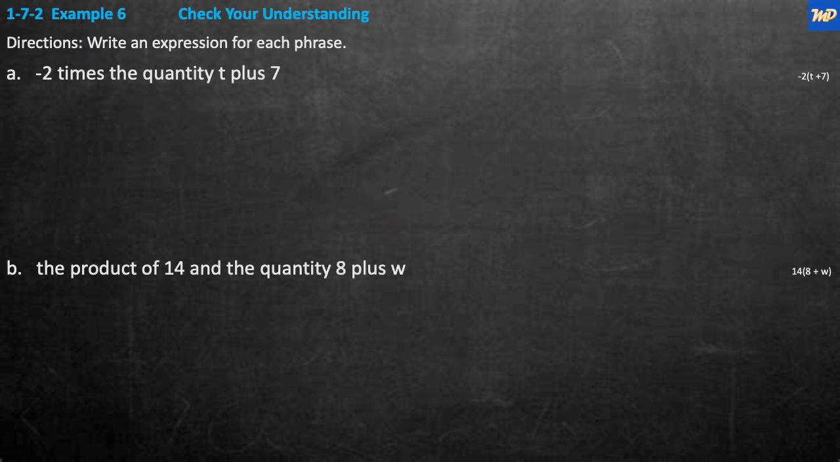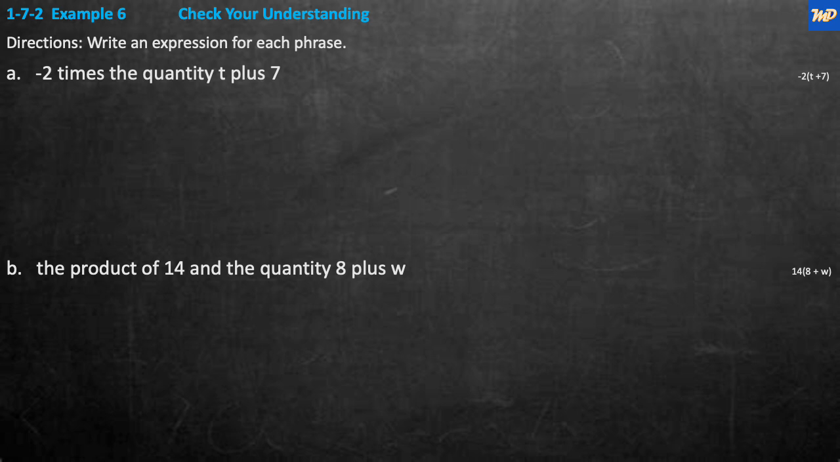Okay, directions. This is check your understanding now. Write an expression for each phrase. There are 2 phrases here. Go ahead and do them yourself. Stop the video, try them yourself, and when you come back, I'll do them with you. But I know you're going to get them perfectly. Okay, I'm assuming you've stopped the video and you're back. So let's do them together.